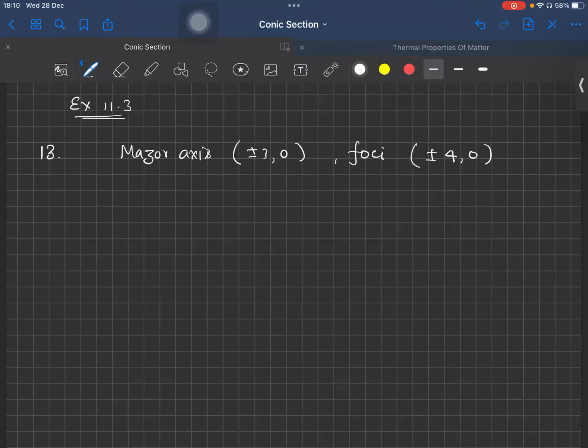How will you find it? So sorry, foci is wrong. Foci is 0, plus or minus 2. How will you find it?